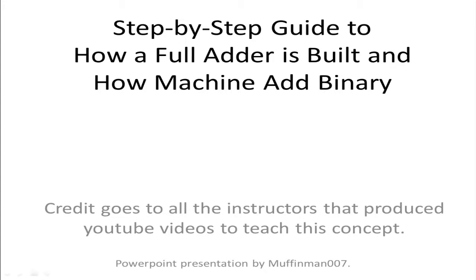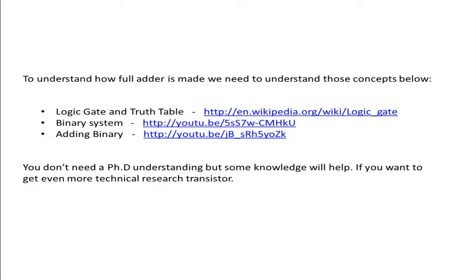There are prerequisites before we could go into that actual process. And that prerequisite is that to understand how a full adder is made, you need to understand logic gates and the truth table. We already covered the binary system, but we have not yet covered how to add in binary or how to add binary digits.